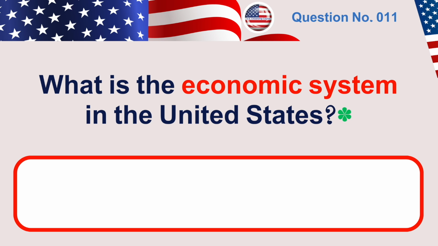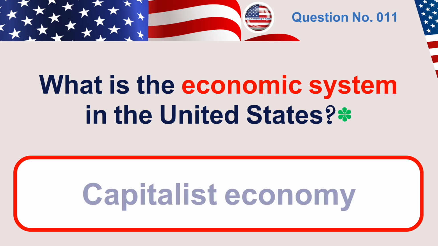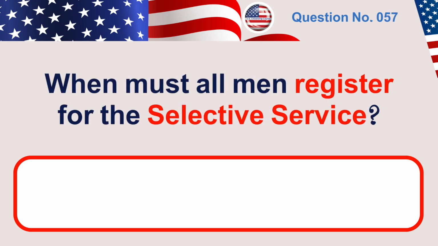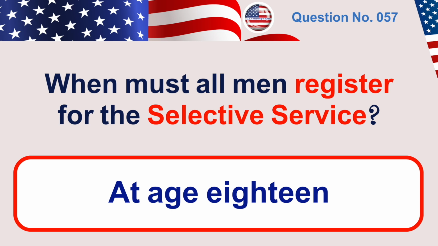What is the economic system in the United States? Capitalist economy. Name one U.S. territory. Guam. When must all men register for the Selective Service? At age 18.